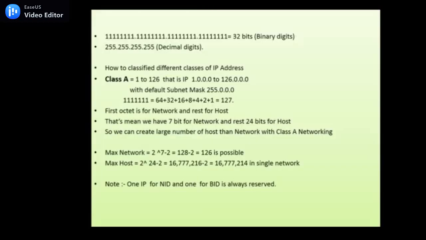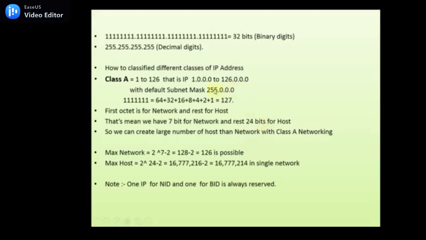So let's start with IP address class A. How can you classify the difference between the IP addresses? You can classify the difference between all these classes from the first octet. In the first octet, if the IP address range is between 1 to 126, that means it belongs to class A. So the IP address will be like 1.0.0.0 to 126.0.0.0 with a default subnet mask of 255.0.0.0. As I have discussed earlier, 0 is associated with host.